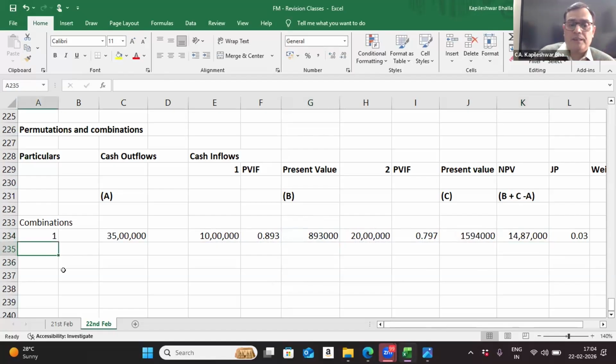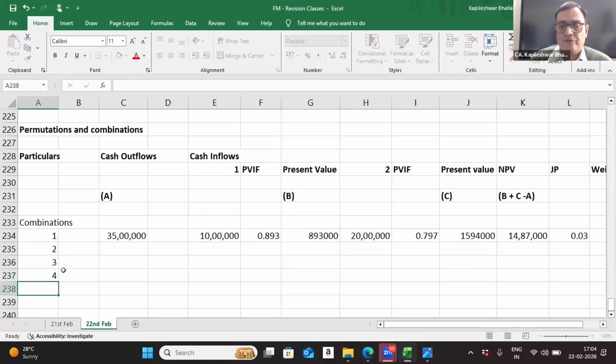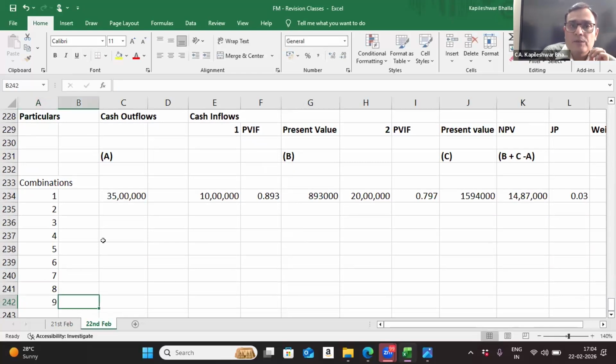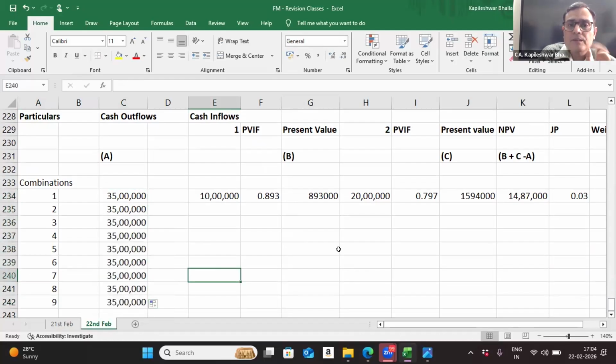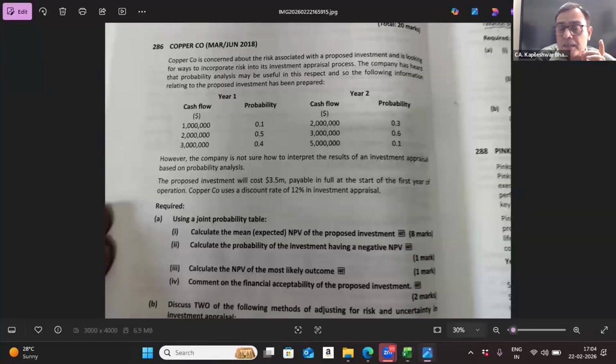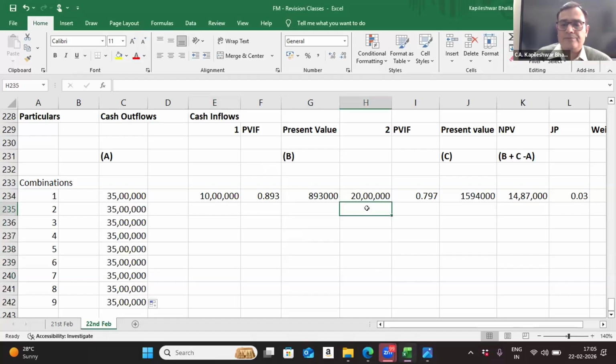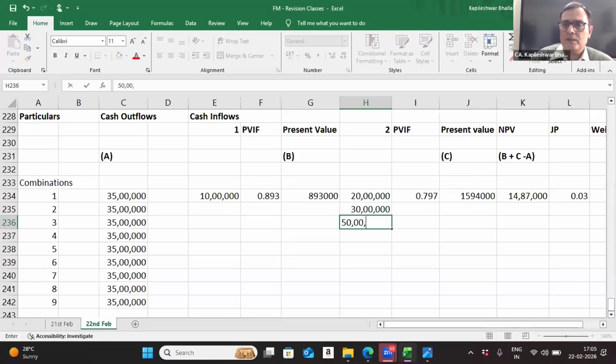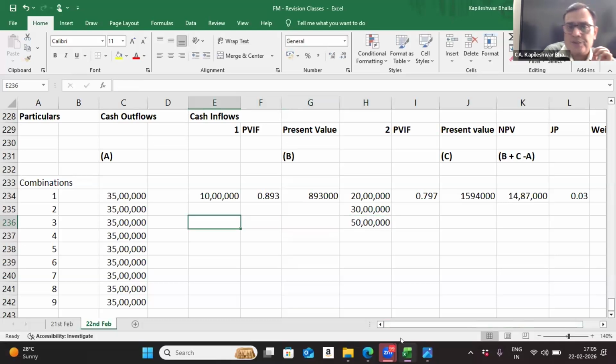Now we're going to do combinations like this only: 2, 3, 4, 5, 6, 7, 8, and 9. So can I say this would remain the same, right? So this remains the same. Now let's go for the next permutation combination. So first, I think we'll finish the year 1 to 2. So it's going to be 10 and then 30 and 50. So this is going to be 30. And this is going to be 50. So once you organize the data, then it's an easy exercise.